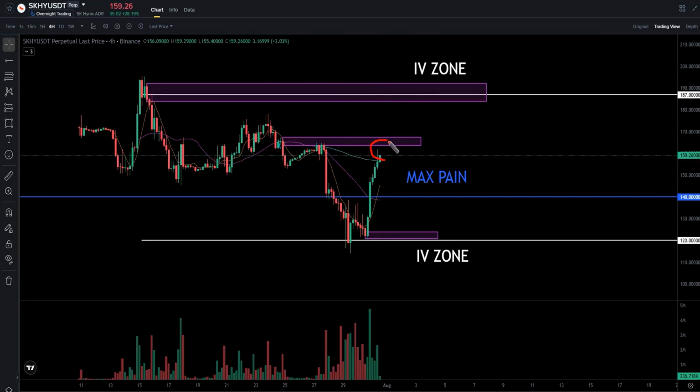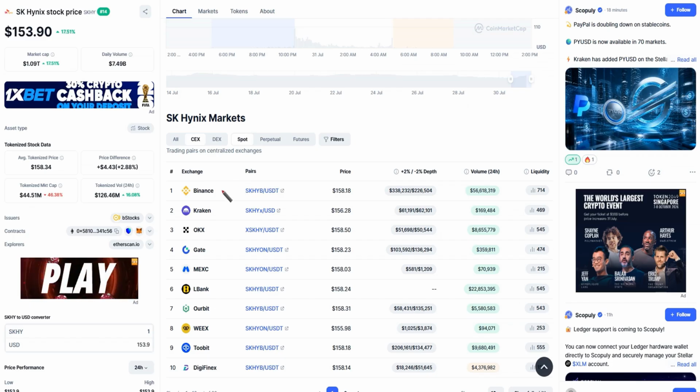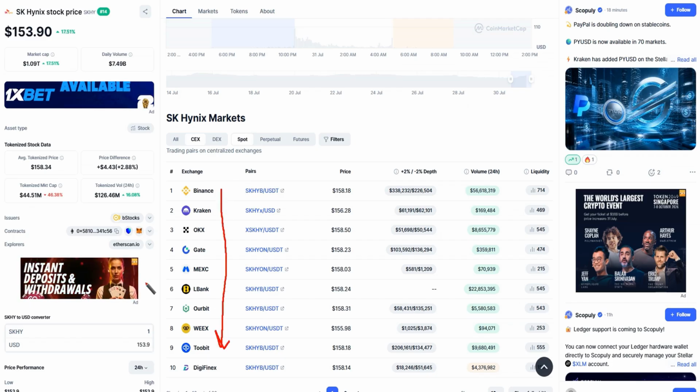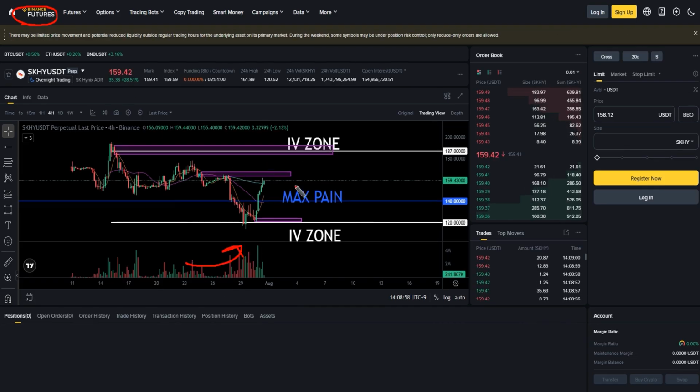When the candle touches this area, you can enter a short position and hold it until max pain. You find liquidity within the implied volatility and repeat trading until expiration. SK Hynix is listed on various exchanges, including Binance, so it is a suitable stock for trading. Since Binance has the highest trading volume, try trading when the volume is active.